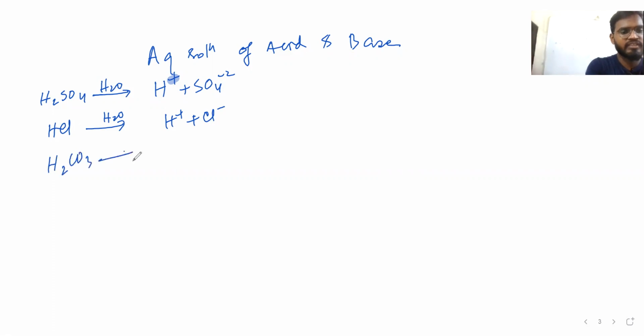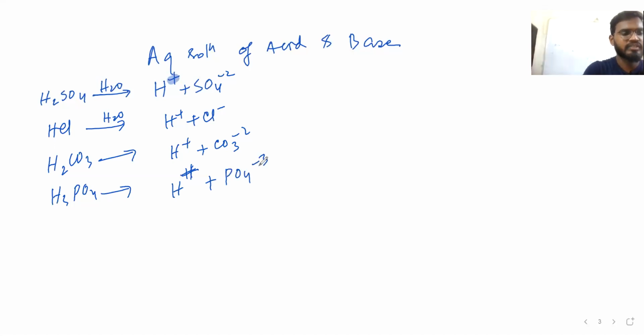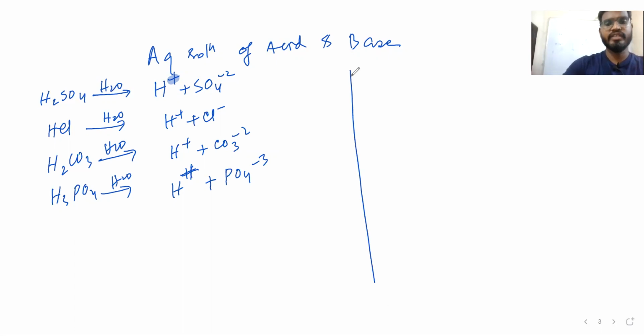H2CO3, carbonic acid, gives H plus and CO3 2 minus. H3PO4 gives H plus and PO4 3 minus. These are examples of what happens when you put acids in water, and that you should write. Now in bases, if you put water, let's see what will happen.